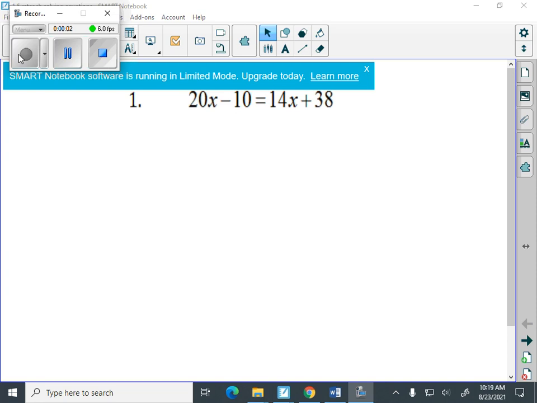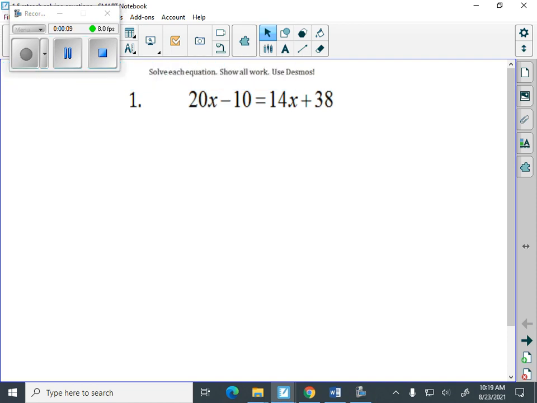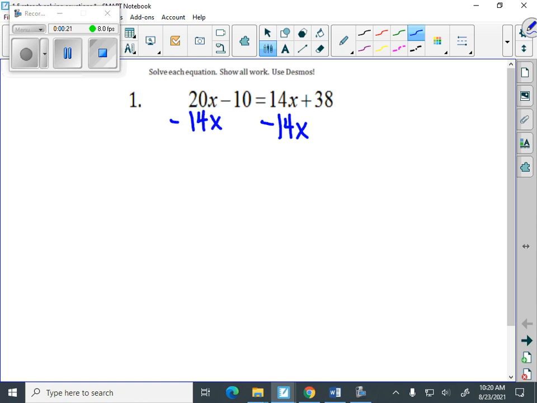So if we take a look at this particular problem, when we solve, we want to get the variables together, we want to get the numbers together. So we're going to start with the variables, which are the x term, and I'm going to subtract 14x from both sides. 20 minus 14 is 6x, minus 10 is 38.